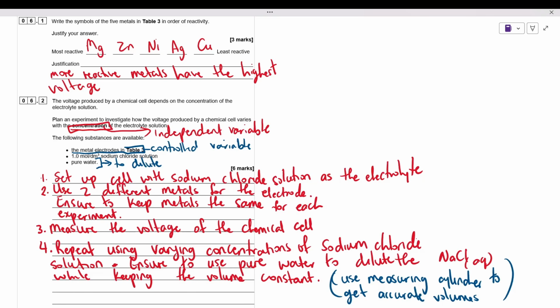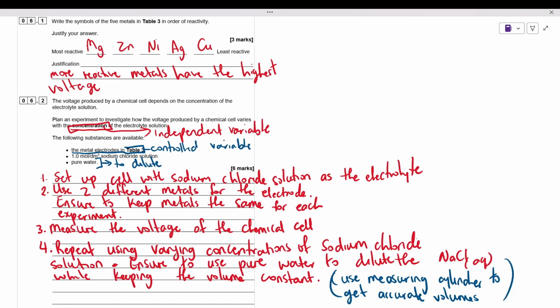So this doesn't need anything more than this for this practical. You've explicitly stated exactly what's going to happen, right? Using this practical, you can get those valid results. So you're going to set up that cell. You're going to use those two different metals. You're going to measure the voltage of that chemical cell. Then you're going to repeat it with varying concentrations in which you're going to be using that pure water to dilute, ensuring that the volume is constant. You're going to be using that measuring cylinder to get that accurate result.